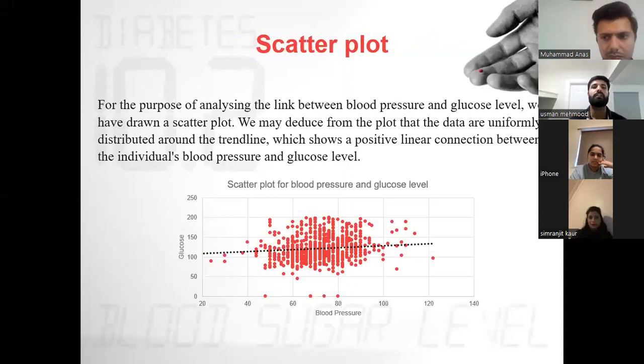In this slide, I will discuss the scatter plot. We have created a scatter plot so that we may examine the relationship between high blood pressure and elevated glucose levels. From the figure, we can determine that the data are distributed normally around the trend line, which demonstrates a positive linear link between an individual's blood pressure and glucose level.